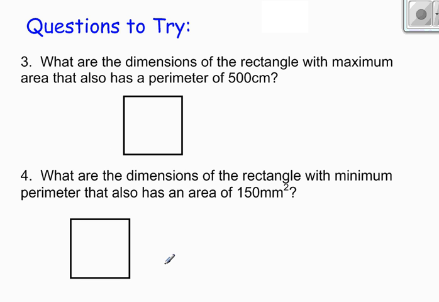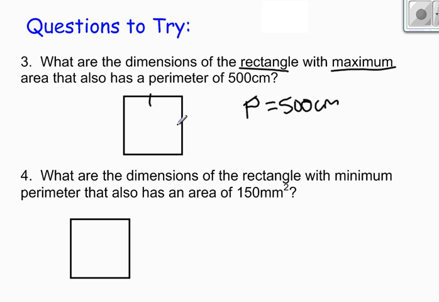Another question to try. What are the dimensions of the rectangle with maximum area that also has a perimeter of 500? Well, you can see I've already drawn the square for you because rectangle and maximum, you should know by now it's a square. Now in this case, the square has to have a perimeter of 500 centimeters. And I want to know what the length and width are.